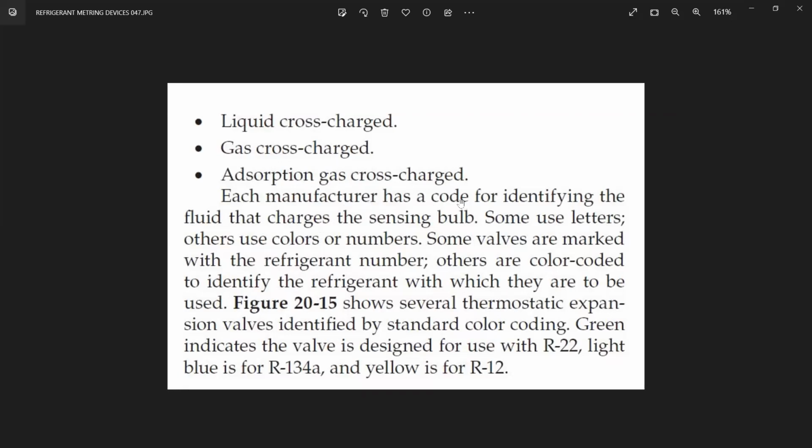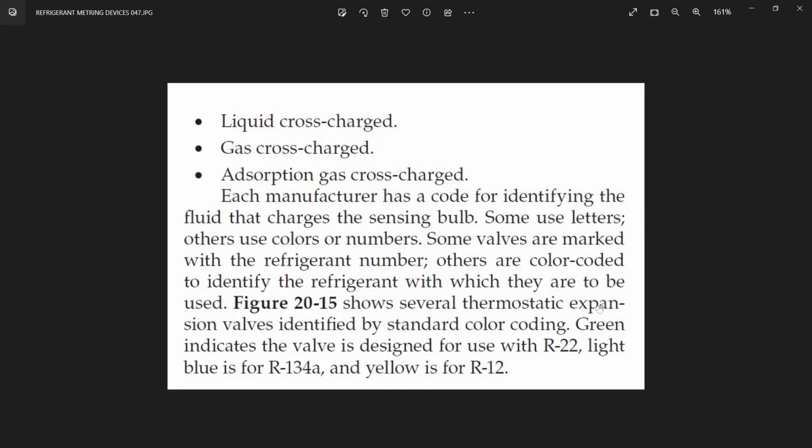Now, each manufacturer has a code for identifying the fluid that charges the sensing bulbs. Some use letters, some other use colors or numbers. So basically, some letter will be there or color or number. तो manufacturer के हिसाब से आपको उसका index देखना पड़ेगा, and you'll come to know what is the idea behind it. Some valves are marked with refrigerant number. Others are color coded to identify the refrigerant on which they are to be used.